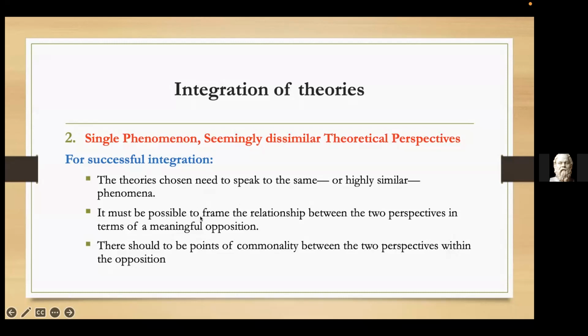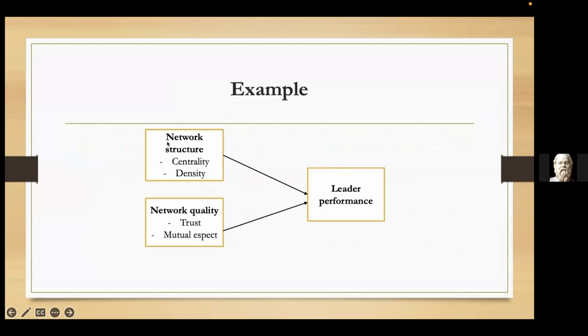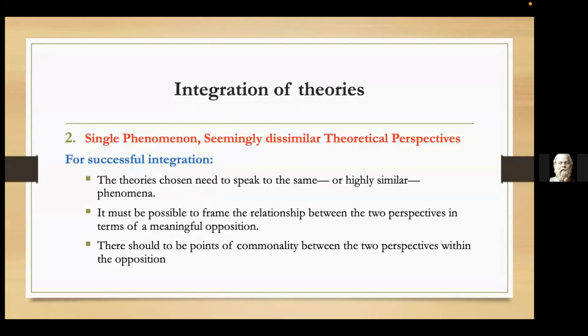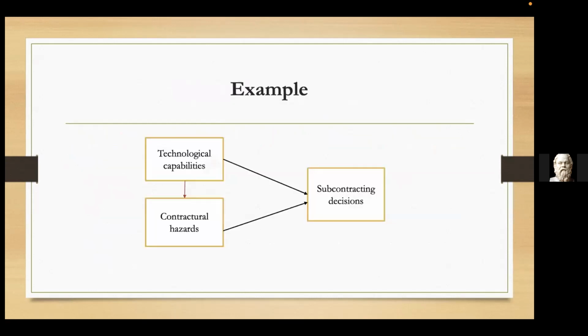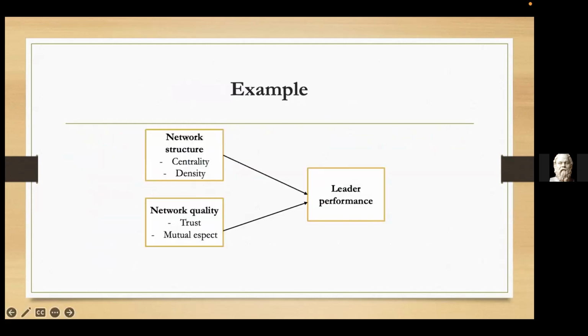It must be possible to frame the relationship between the two perspectives in terms of meaningful opposition. Meaningful opposition here: one talks about network structure, the other one talks about network quality. Two opposites, but the common thing being the network, the relationship between the members of the organization. There should be points of commonality between the two perspectives within the opposition. Commonality here being the network that I've talked about.